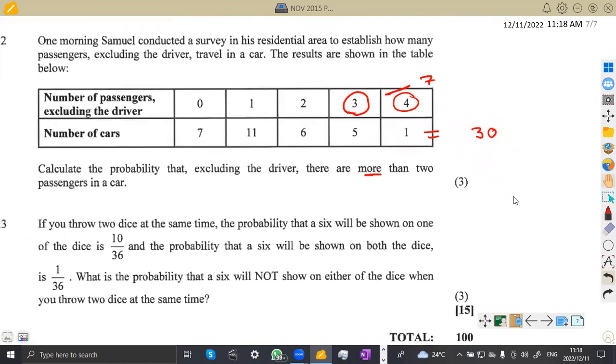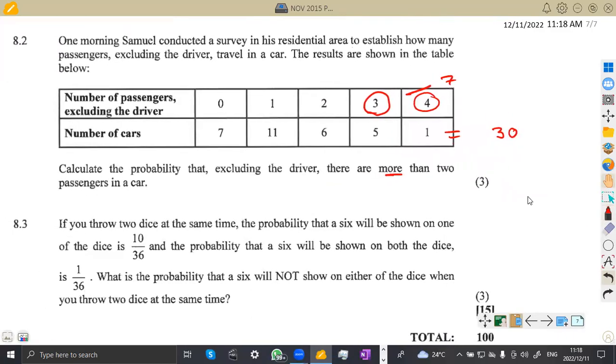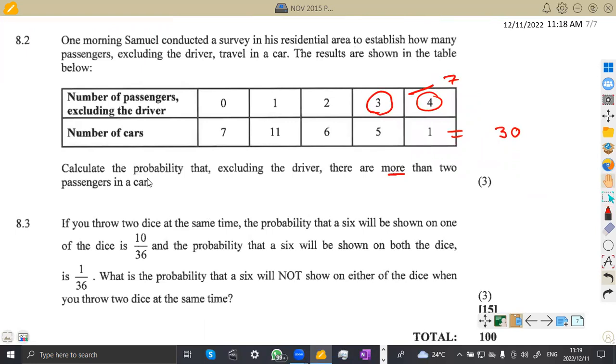Okay, so let's check the question again, guys. Calculate the probability that, excluding the driver, there are more than 2 passengers in the car. Okay, so here this is what is going to happen, guys. Sorry for this. There are more than 2, so it means we are going to refer to the number of cars. More than 2, we've got 3, which corresponds with 5 cars. 4, which corresponds with 1 car. So we're going to add these 2. 5 plus 1, that's 6.